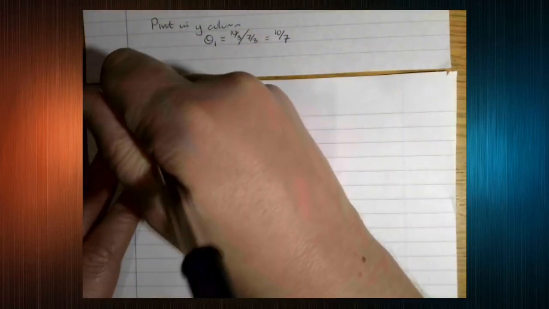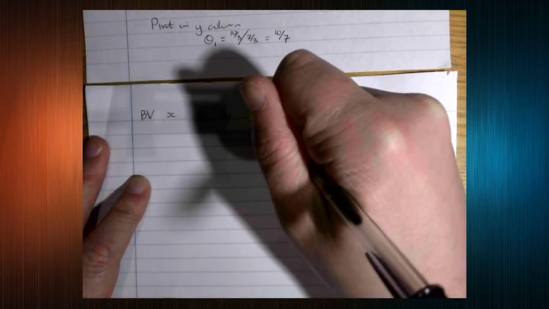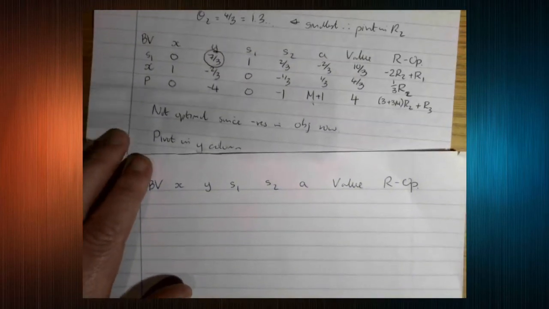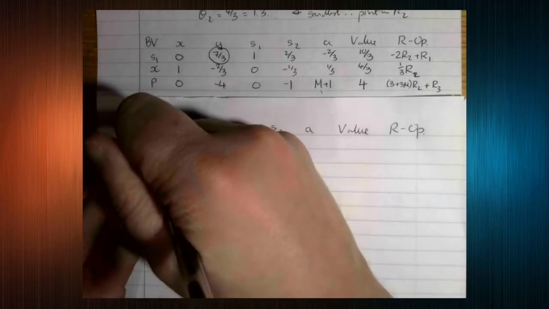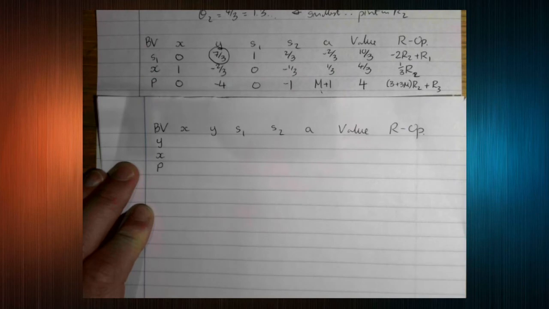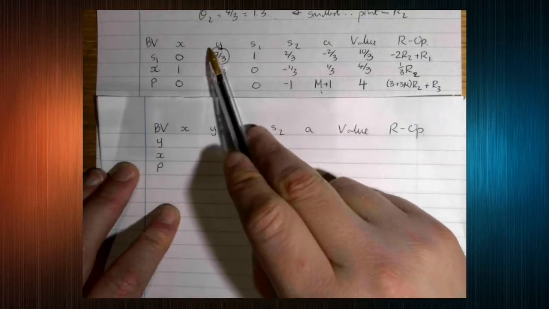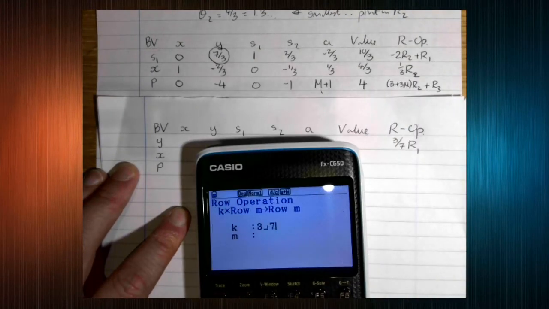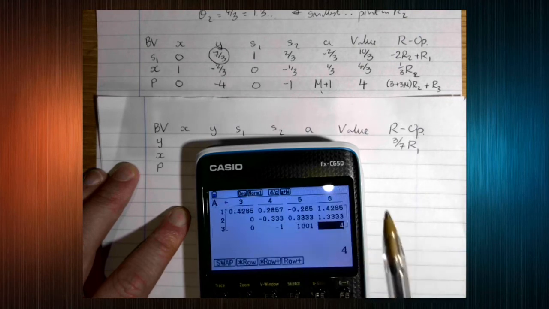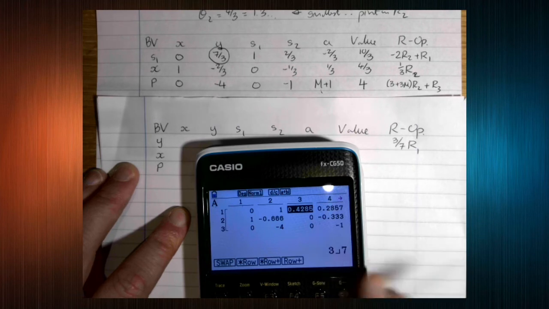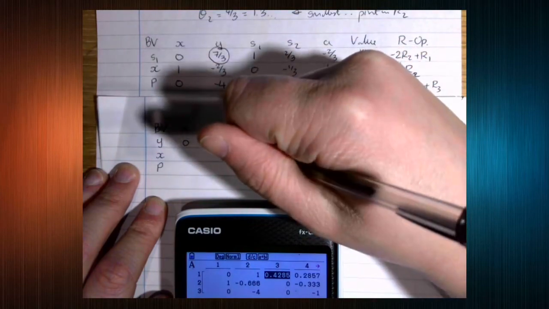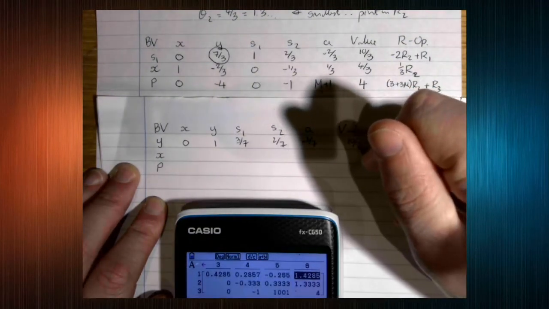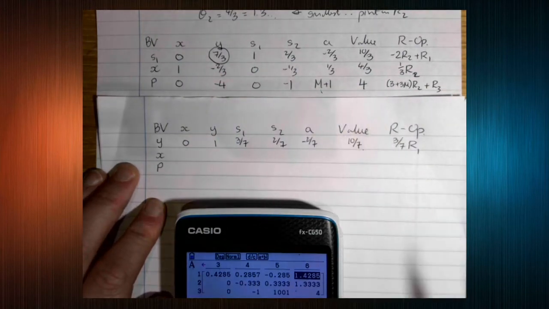So we've got basic variable x, y, s1, s2, a, value, row operation. So we can see here that our basic variable s1 is going to change to y, then x and p are going to stay the same. Now our row operation, we need to make this a 1, so we're going to do 3 over 7 lots of r1, times by row, 3 over 7 lots of row 1. So it changes it to a decimal, but oh well. We can see when we highlight things, it still says 3 over 7. So we've got 0, 1, 3 over 7, 2 over 7, minus 2 over 7, and 10 over 7. As we'd expect, remember the value will end up being the same as the theta value in the objective row.